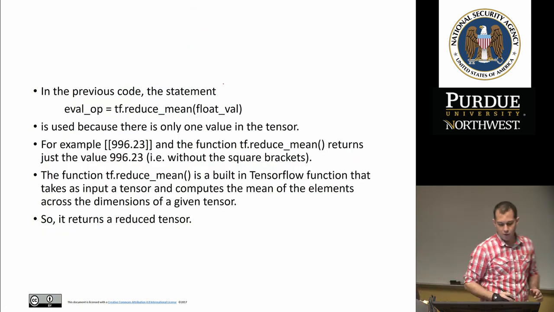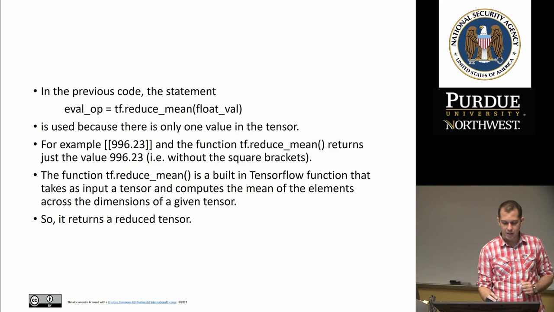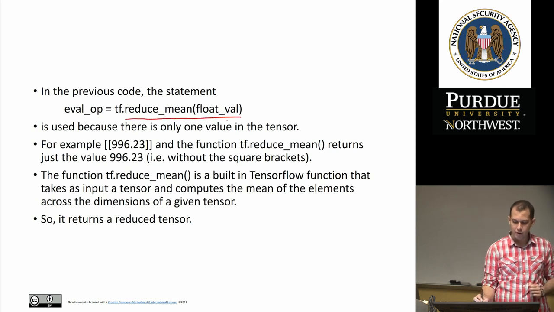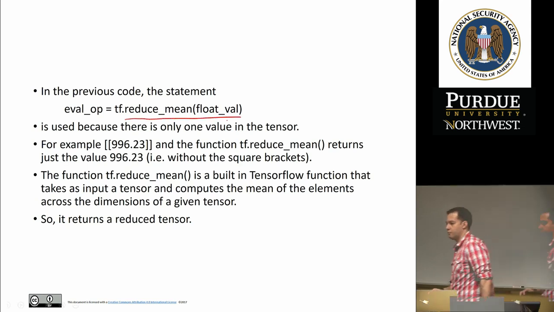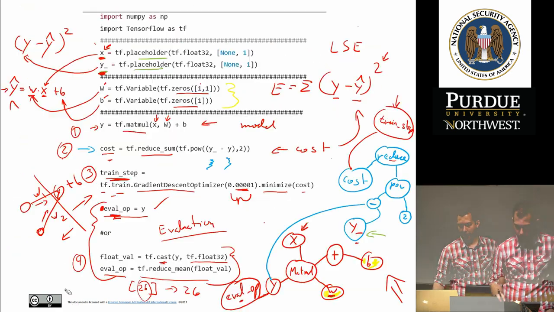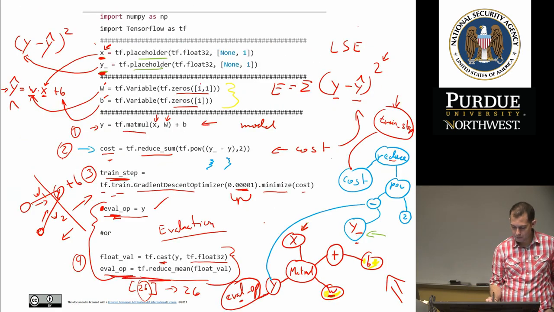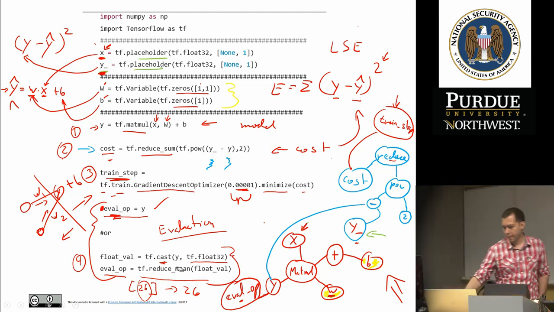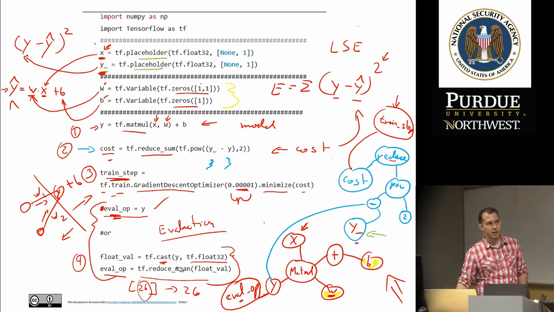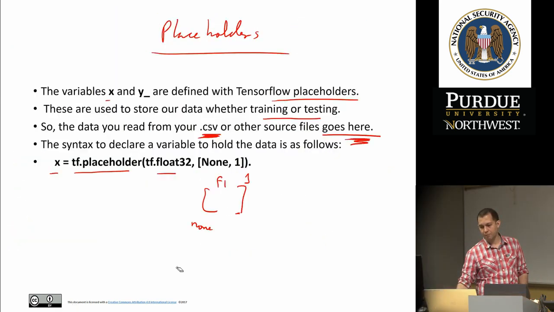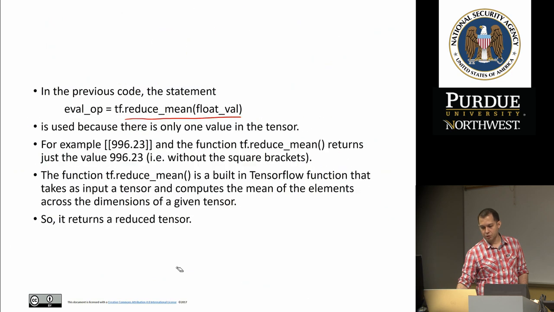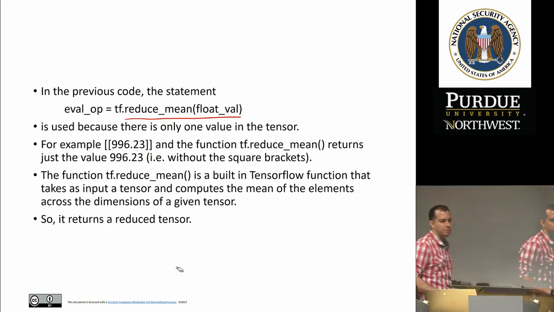In the previous code, we also saw this statement, and I sort of went over it quickly. When we looked at eval op, this section here, we saw tf.reduce_mean, float val, etc. So you might want to know, what does that mean exactly? All right, so if you look at it, we took a variable float val, and then we ran it through that function. So what does it mean?